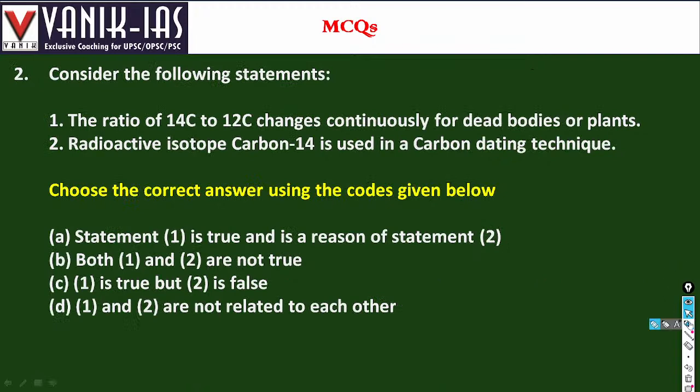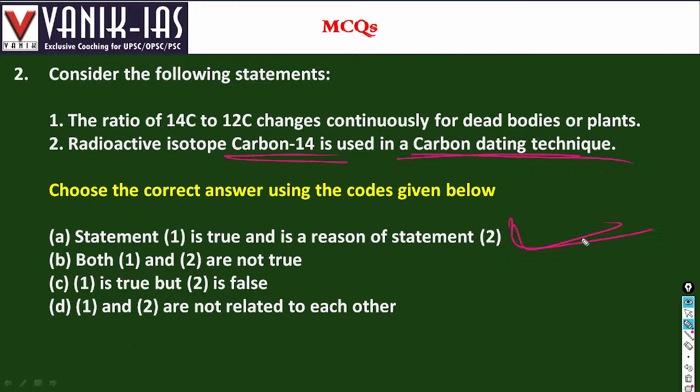Consider the following statements. The ratio of 14C and 12C changes continuously for dead bodies or plants. Yes, this continuously changes for dead bodies and plants. Radioactive isotope carbon 14 is used for the carbon dating technique. Yes, both the statements are right. Yes, statement 1 is the reason for statement 2 and both are right. So A is the answer. This is regarding carbon dating.